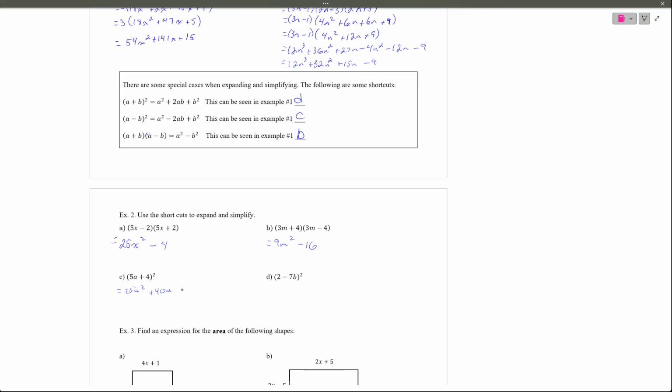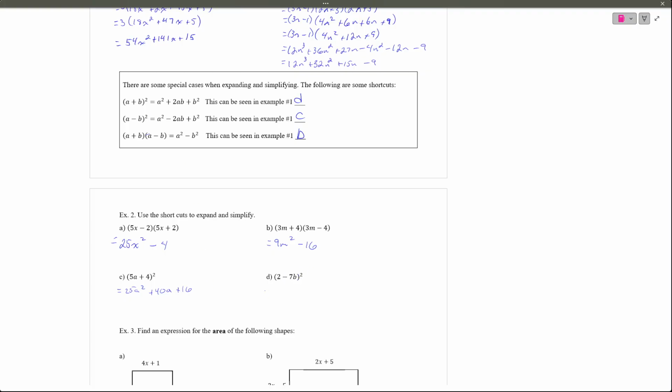And then finally, our last term is just b squared. So in this case, 4 squared is 16, so we have plus 16. Awesome. And now the last one here. So we have a minus b all squared. So that's the middle one.